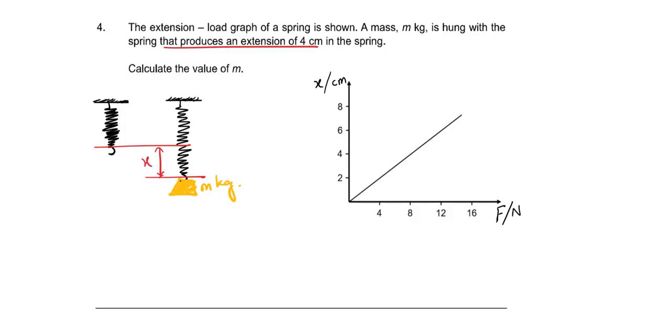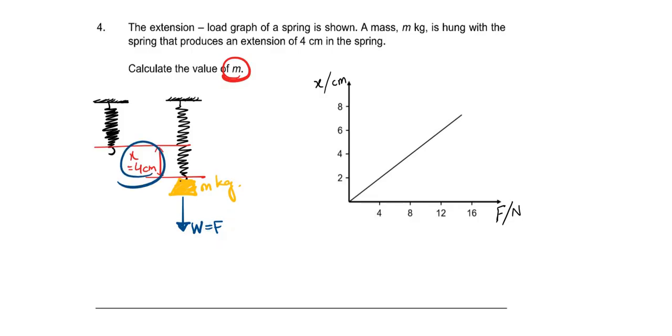That produces an extension of 4 centimeters. उसने extension भी दी है, that is equal to 4 centimeters. Calculate the value of m. कि कितना mass attach करेंगे तो ये 4 centimeter की extension आएगी. Now what we need to understand is कि इस mass का एक weight होगा, weight that acts downwards, weight W, और ये weight ही वो force होगी that extended the spring.